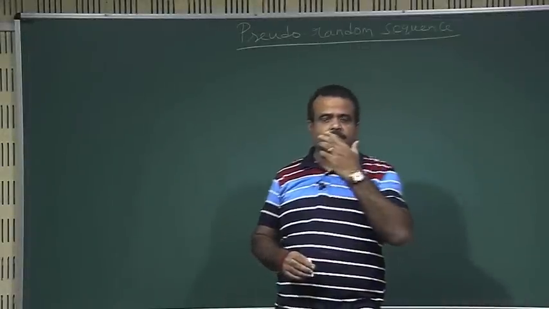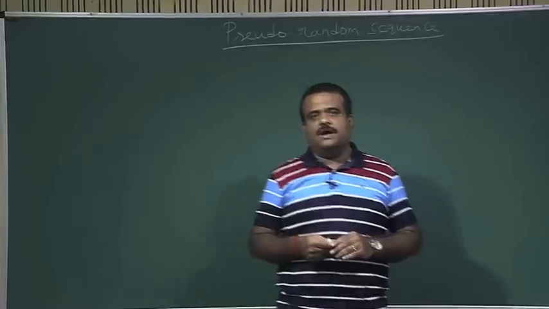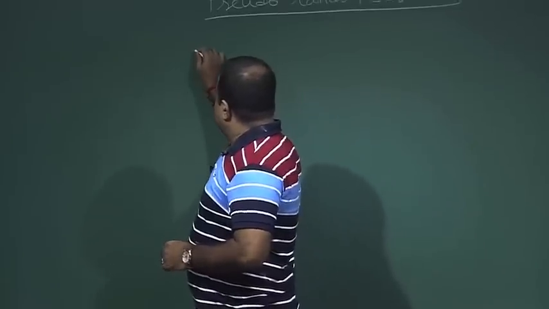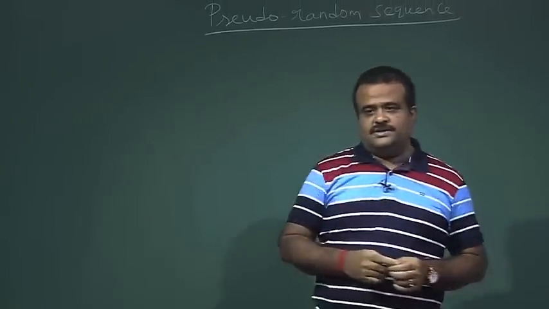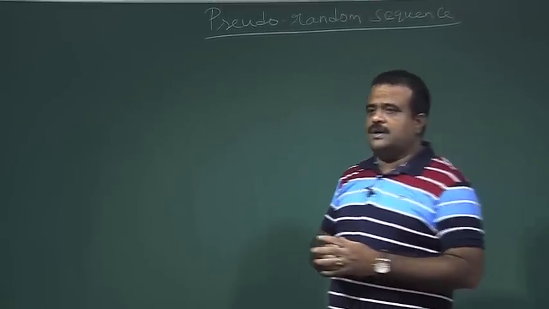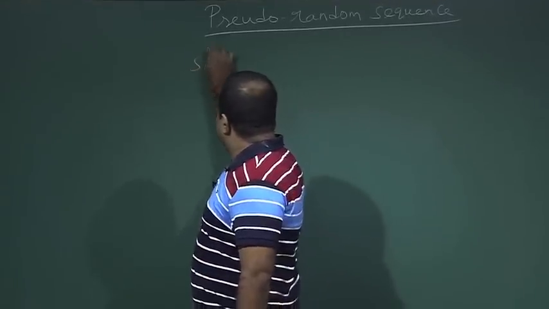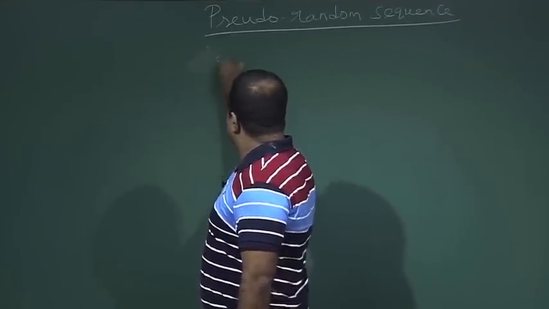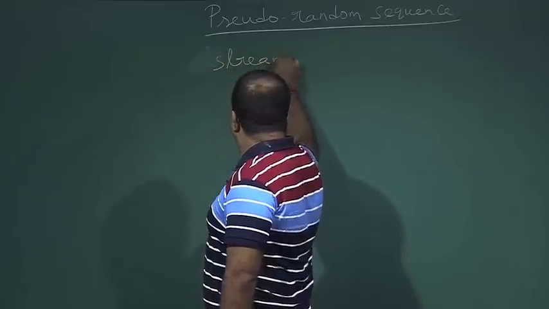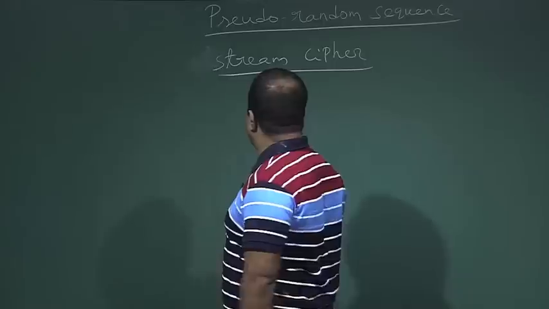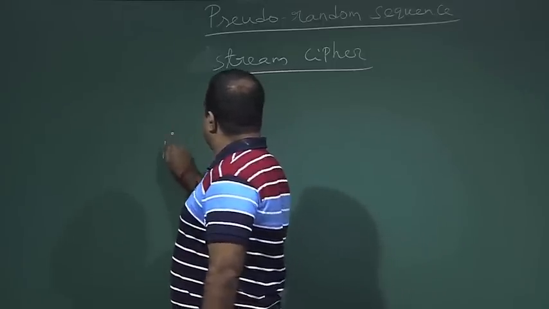Okay, so we will talk about pseudorandom sequences. This is a neat field in the stream cipher, which is a symmetric key primitive. So, let us just recall the stream cipher. Basically, in a stream cipher, this is a symmetric key encryption.